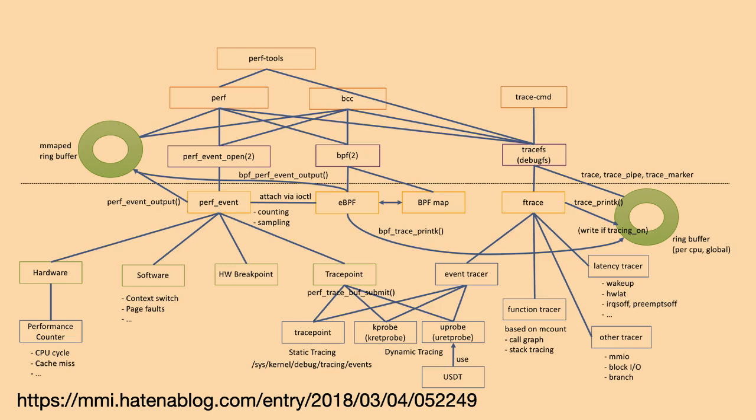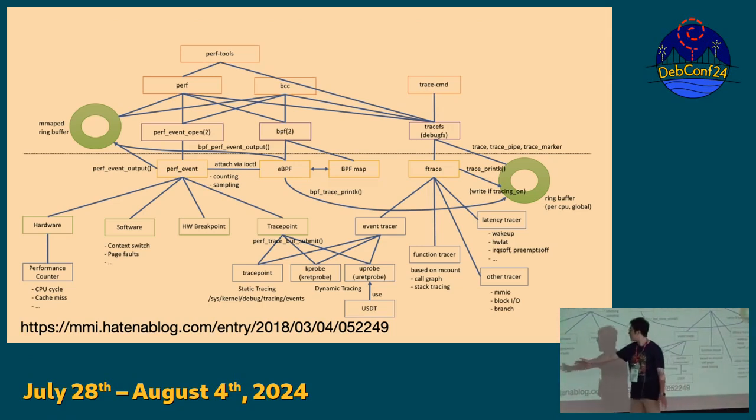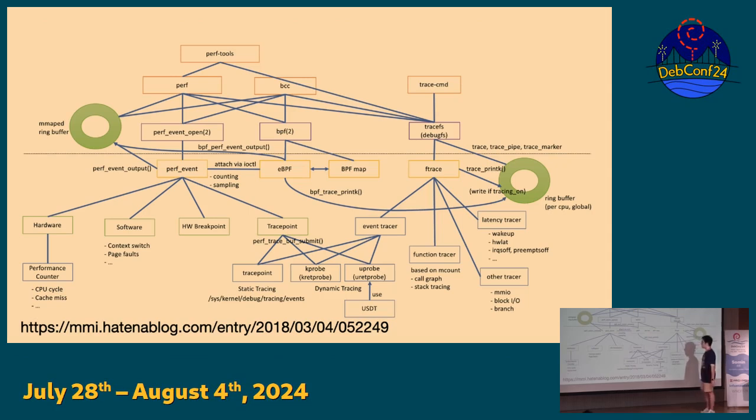This is a diagram of the tracing events related to the Linux kernel internals. We focus on the perf_event option, and there is a variety of events. We sometimes call the software event a tracepoint. This event is derived from some ftrace-like subsystem.